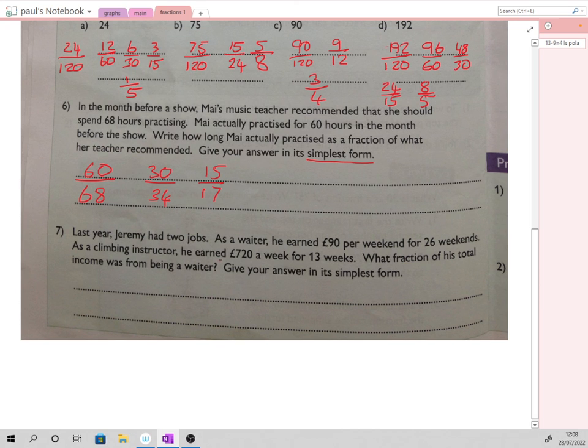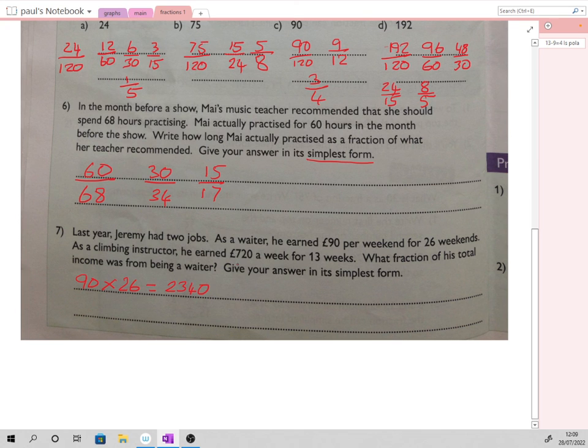Last year, Jeremy had 2 jobs. As a waiter, he earned £90 for 26 weekends. As a climbing instructor, he earned £720 a week for 13 weeks. What fraction of his total income was being a waiter? So we need to work out how much he earned as a climbing instructor and how much he earned as a waiter. The waiter, he earned £90 times 26 weeks. And the calculator comes out for this one. £90 times 26 is 2340.